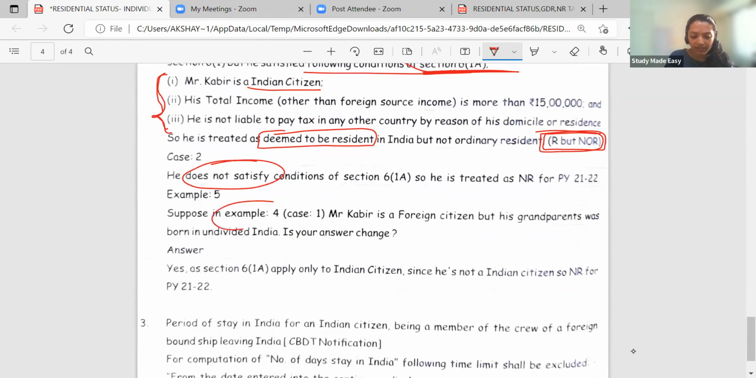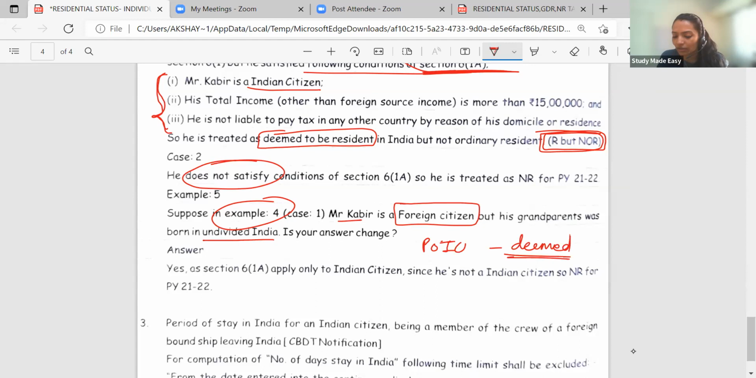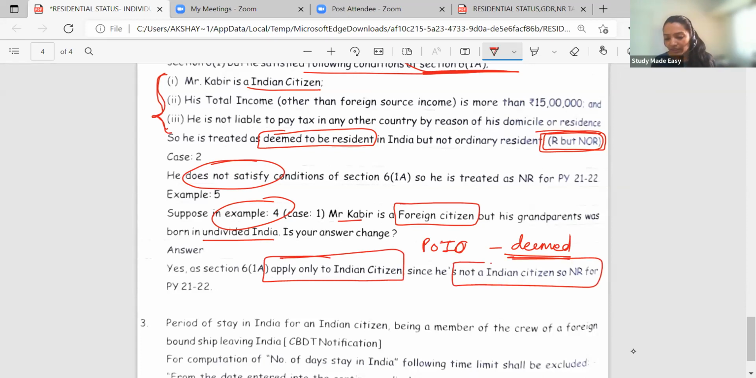Then suppose in example 4, Mr. Kabir is a foreign citizen. One of his grandparents was born in undivided India. Remember I told you they will give the person of Indian origin. Actually Mr. Kabir is a person of Indian origin. But does this deemed concept apply to a person of Indian origin? It does not. It applies only to an Indian citizen, not to a person of Indian origin. So we will not check anything over here.